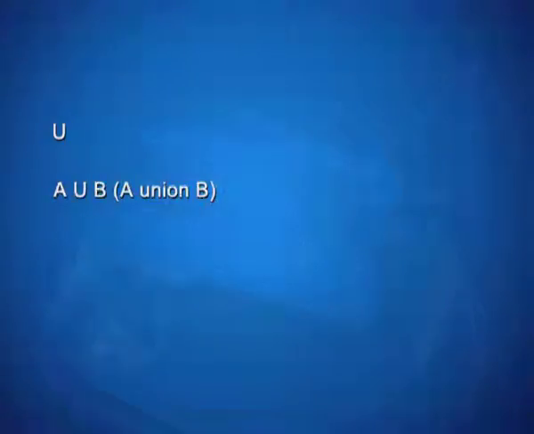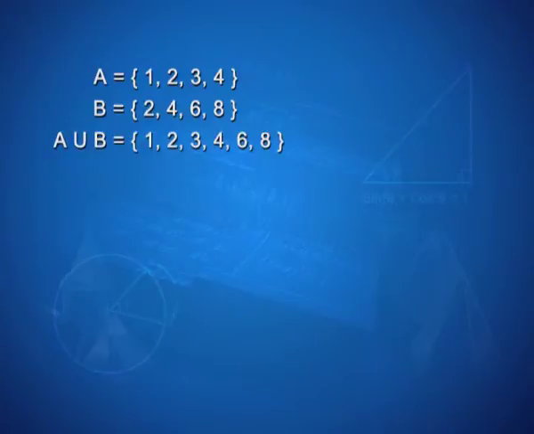Let me explain the union of sets in detail, taking the help of an example. Let A be a set containing the elements 1, 2, 3 and 4 and B be a set containing the elements 2, 4, 6 and 8. Then A union B will be the set containing all the elements of set A and all the elements of set B, taking the common elements only once. That is, the set contains the elements 1, 2, 3, 4, 6 and 8.